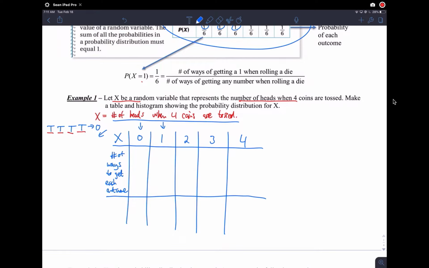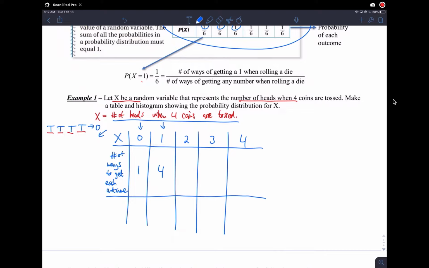Now I listed all 4 for you. So the only way that you can get 0 heads is 1 way. They're all tails. There's no other way to achieve that. But I just listed for you the 4 ways that I can get 1 head. So that would be 4. Okay? And then how many ways can I get 2 heads?